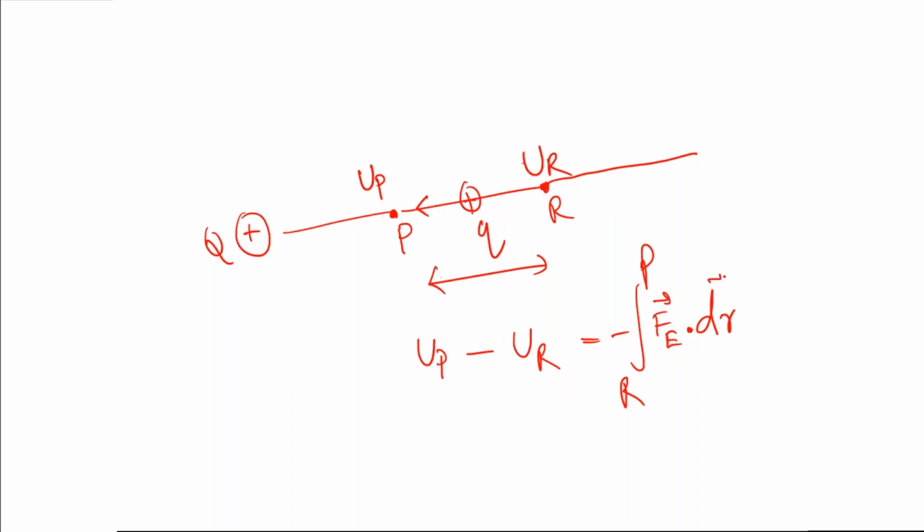Work done is nothing but the difference in the potential energy. The work we have to do, or the external force has to do, is nothing but the difference between the potential energy at these two points, UP minus UR. Do you agree with me or not? Because I have to do certain work to bring the test charge Q from here to here. So what is the potential energy?